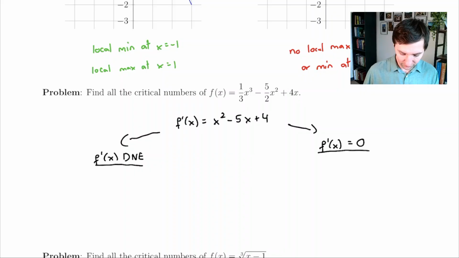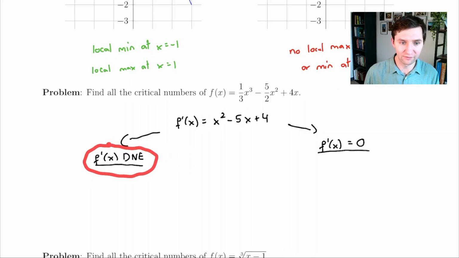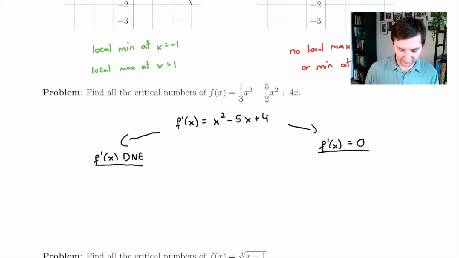This is a polynomial, which means it's defined for all the x's. There are no x's that make this derivative undefined. The derivative always exists. So this condition on the left gives us no critical numbers.